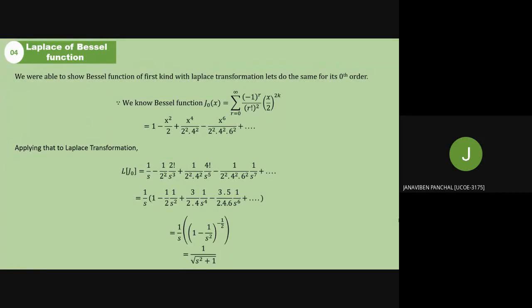Now taking 1 by s common, we get 1 minus 1 by 2 into 1 upon s square plus 3 upon 2 into 4 into 1 upon s raised to 4 minus 3 into 5 upon 2 into 4 into 6 into 1 upon s raised to 6. Now, this is nothing but 1 upon s, 1 plus 1 upon s square, the whole raised to minus 1 by 2. So we can write this simply as 1 upon under root 1 plus s square. So with this, we can conclude that Laplace of J naught is 1 upon under root 1 plus s square.